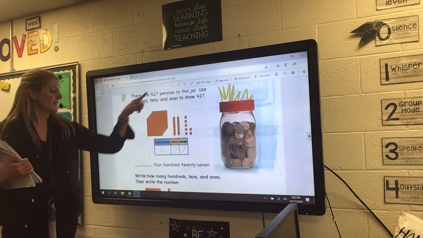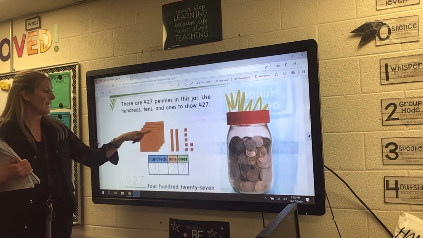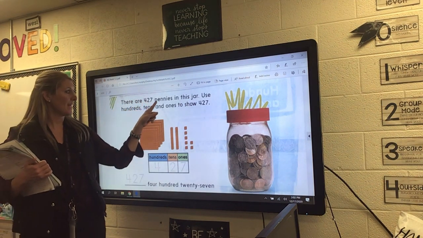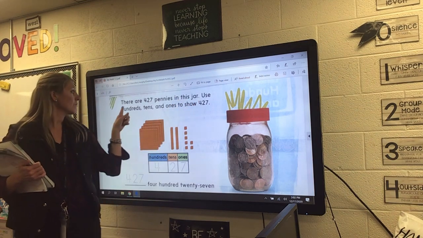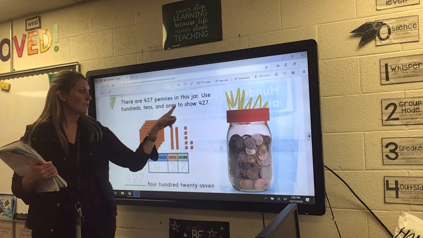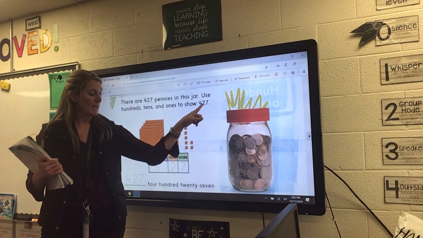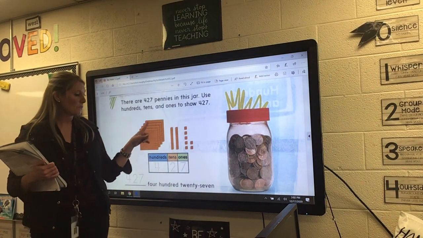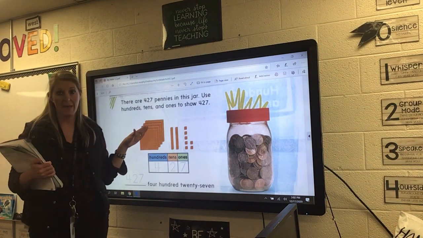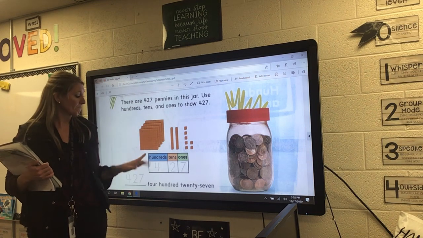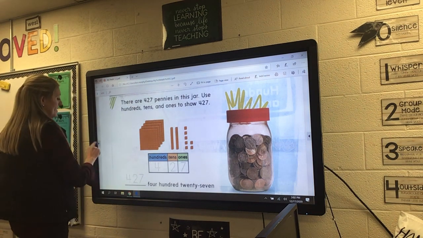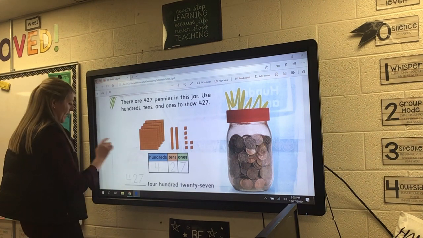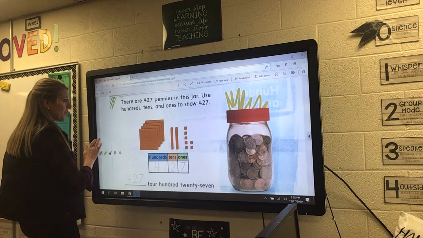So on the guided practice at the top, it says there are 427 pennies in this jar. Use hundreds, tens, and ones to show 427. So in this jar, there is 400. To represent 400, we have the 4 flats, the squares. And then we put the 4, go ahead and trace it right here in the place value house. So 400, and then we have 20.